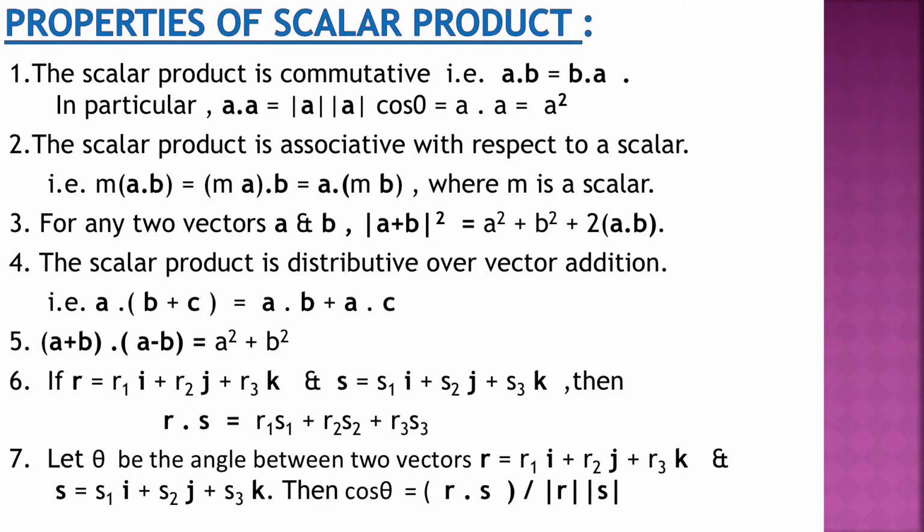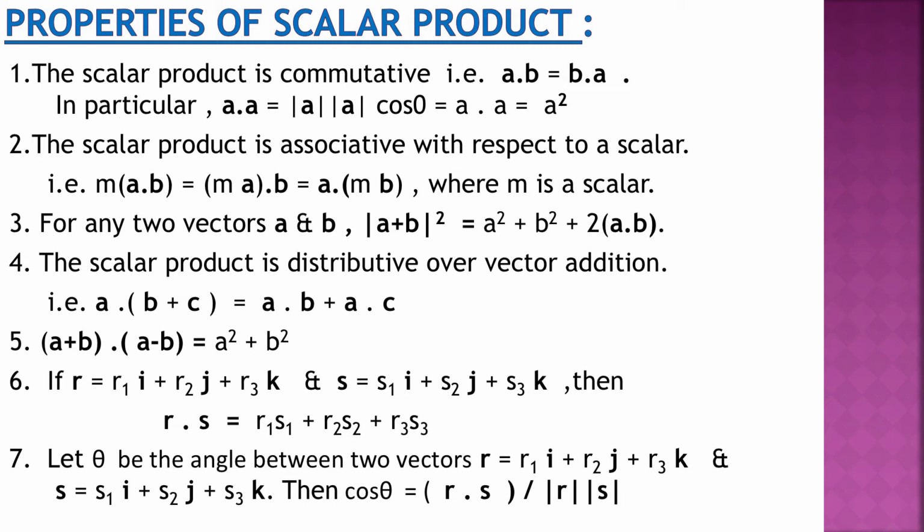Then come to properties of the scalar product. The scalar product is commutative. A dot B is equal to B dot A. Similarly, suppose we take A dot A, that is magnitude of A into cos 0 degree, because the same vector is there. So, A dot A is A square. The scalar product is also associative with respect to a scalar quantity. M into A dot B is equal to MA dot B, which is A dot MB.